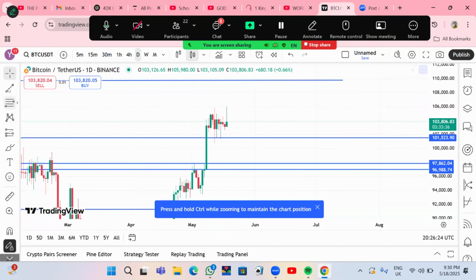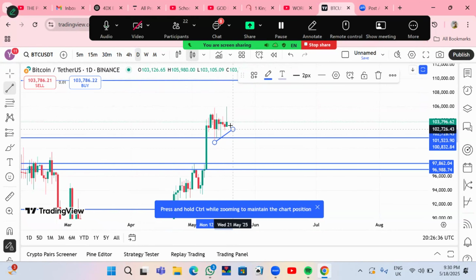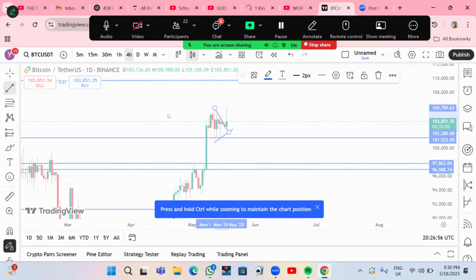So I will draw the lines to let you see what I'm saying now. So I'll connect this particular point to this point. You will see the triangle once I'm done. Now I will connect this high, right? Like this. If you go to a lower time frame, it will be better. You can see the triangle now. This is the triangle. So let's go to a 4-hour time frame.